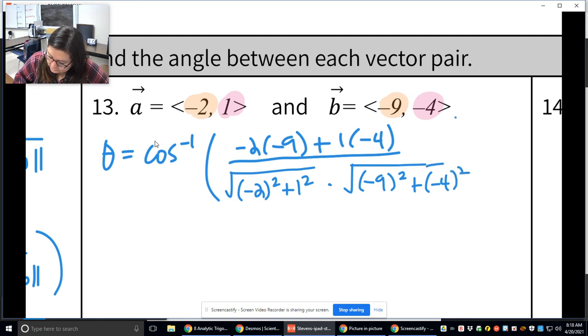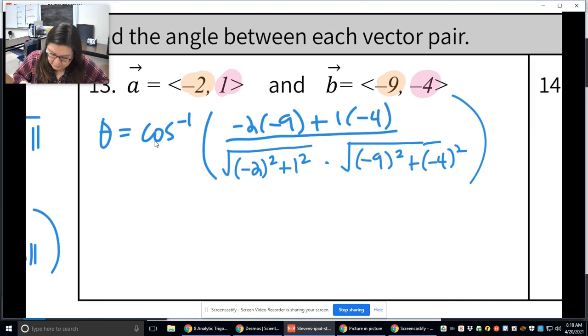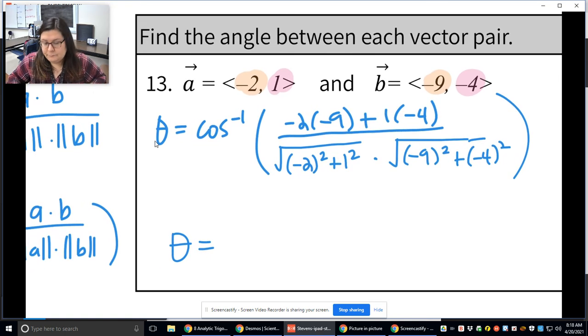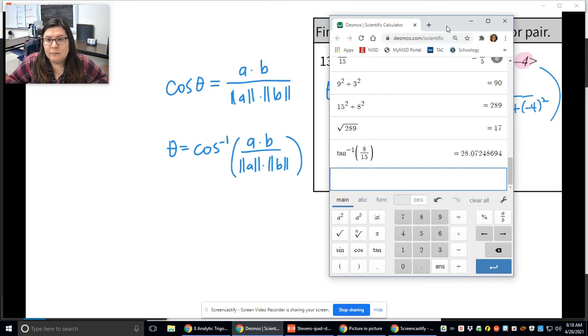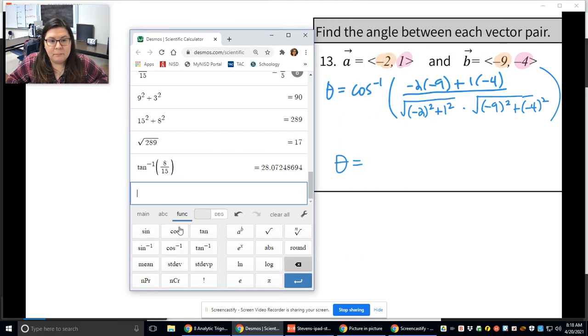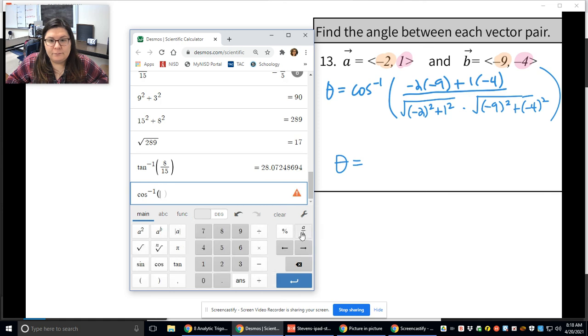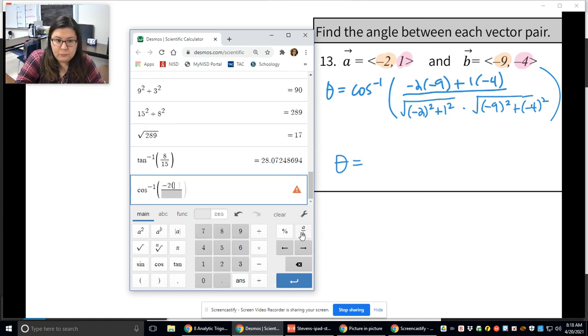So you have a choice. You could type in the whole thing exactly as you see it now. It is kind of a lot to type, but if you're careful, you should be fine. Or you can simplify it first before you type it in. For the sake of time, I'm just going to type it in the way I see it now. Okay, so let's make this a little bit smaller so I can see it while my calculator is up. Okay. Cosine inverse. -2 times 9 plus 1 times -4. Okay, so that's the numerator.